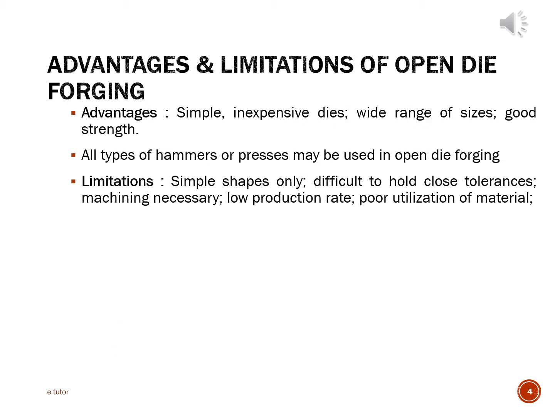Now let's look at the advantages and limitations of open die forging. The major advantages of open die forging are simple, inexpensive dies, a wide range of sizes can be produced, good strength, and all types of hammers and presses can be used. These are the major advantages.